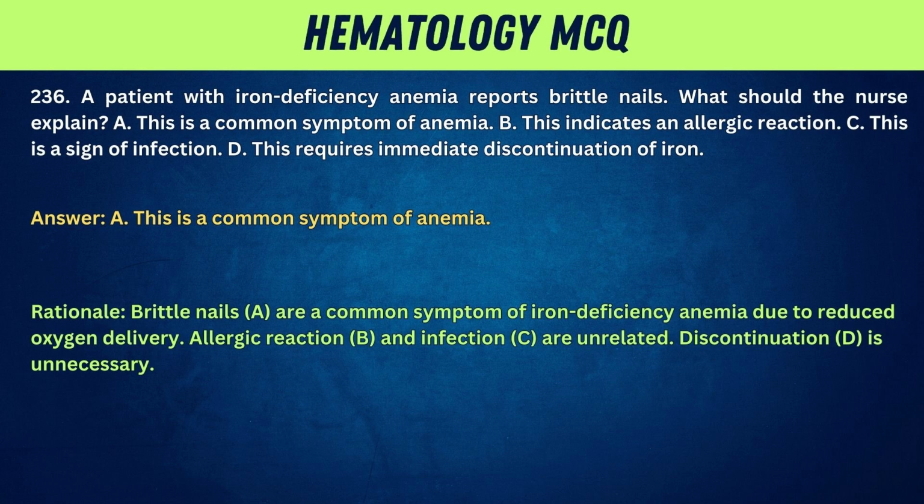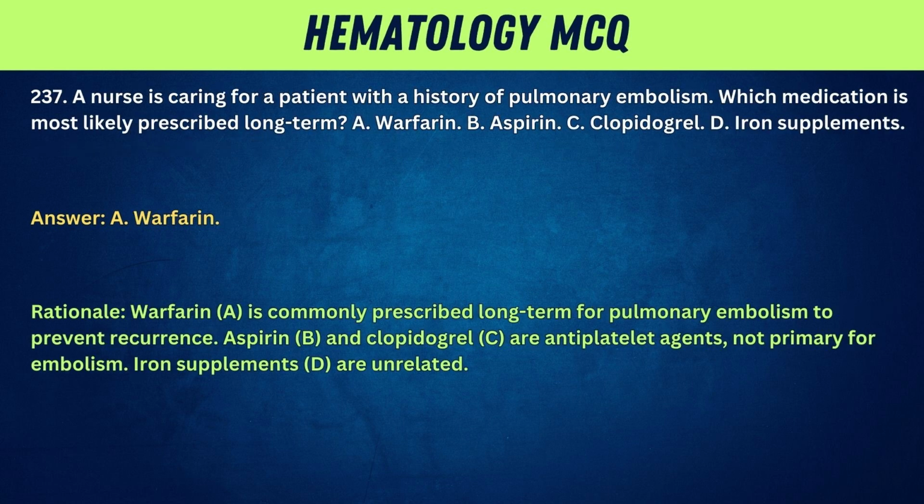236. A patient with iron deficiency anemia reports brittle nails. What should the nurse explain? A. This is a common symptom of anemia. B. This indicates an allergic reaction. C. This is a sign of infection. D. This requires immediate discontinuation of iron. Answer: A. This is a common symptom of anemia. Rationale: brittle nails, A, are a common symptom of iron deficiency anemia due to reduced oxygen delivery. Allergic reaction, B, and infection, C, are unrelated. Discontinuation, D, is unnecessary.